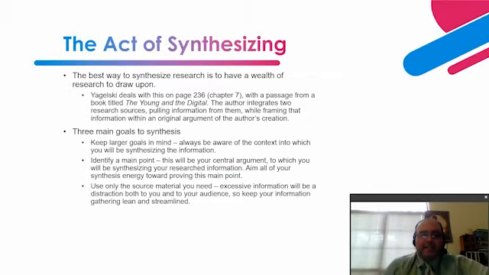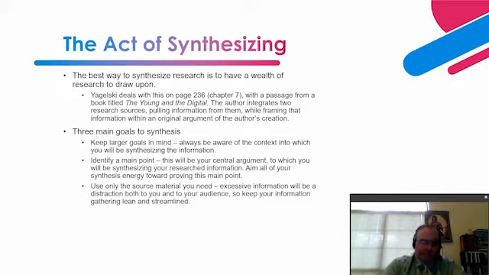So the act of synthesizing is what we're going to talk about here. The best way to synthesize research is to have a wealth of research to draw upon. So I would direct you to the textbook, chapter 7, in the segment on synthesizing. We have a passage here from a book titled The Young and the Digital. What the author is doing here is integrating two research sources, pulling together information from them, and framing that information within an original argument of the author's creation. This is the basics of the act of synthesis. You're going to be pulling from other sources to create your own argument.